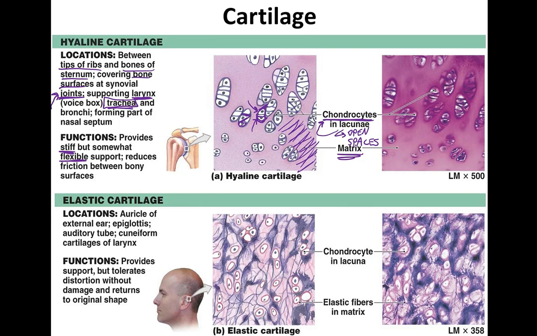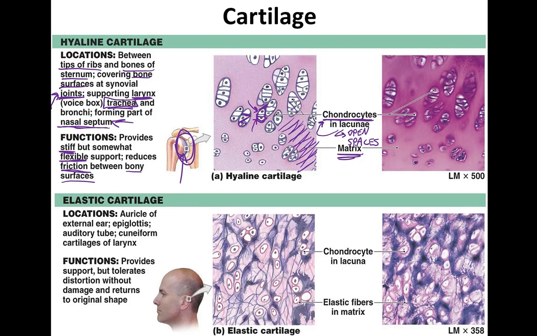Okay? It also forms part of your nasal septum, which is the section of your nose that separates your two nostrils, right? Kind of towards the tip of your nose. If you wiggle the tip of your nose back and forth, you'll feel a little section of cartilage along the top edge of your nose, right at the tip. It wiggles, it moves, but it's pretty stiff too. You wouldn't want to bend it too far. Okay? You get stiff and flexible support from this stuff. You also get a reduction of friction between bony surfaces when you find it located at joints. Okay? It keeps the bones from rubbing on each other.